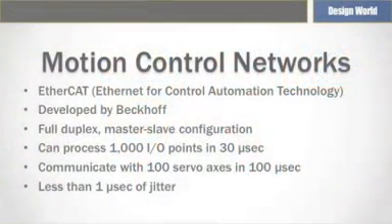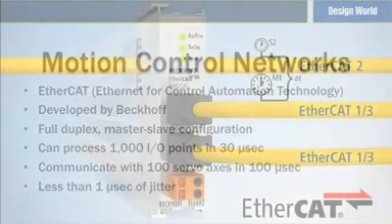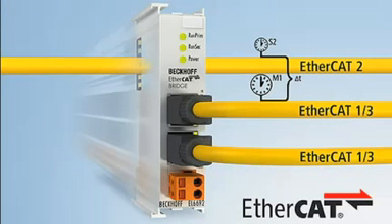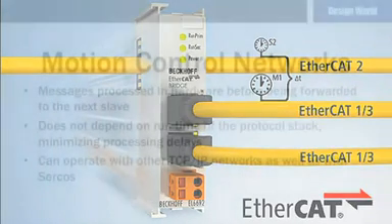The first one is EtherCAT, or Ethernet for Control Automation Technology, developed by Beckhoff. It's fast and deterministic and processes data using dedicated hardware and software. It uses a full duplex master-slave configuration and accommodates any topology. It can process 1,000 I/O points in 30 microseconds and communicate with 100 servo axes in 100 microseconds. Axes receive set values and control data and report actual position and status. The distributed clock technique synchronizes the axes with less than 1 microsecond of jitter.